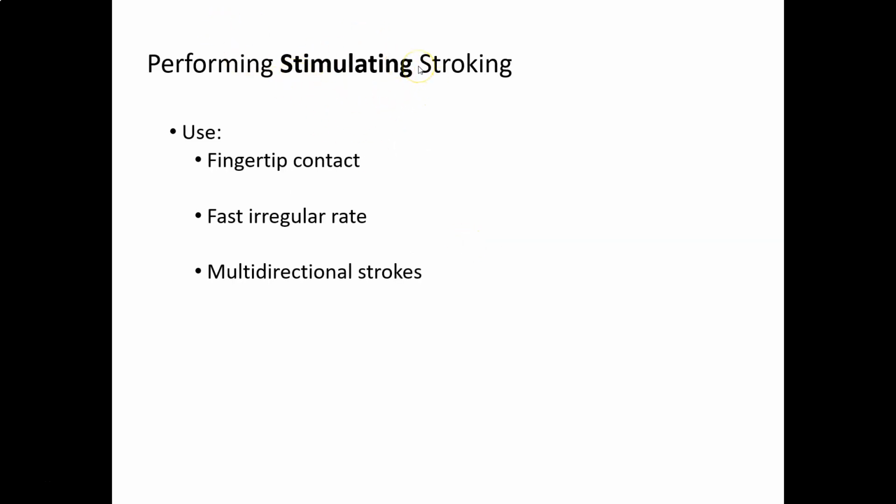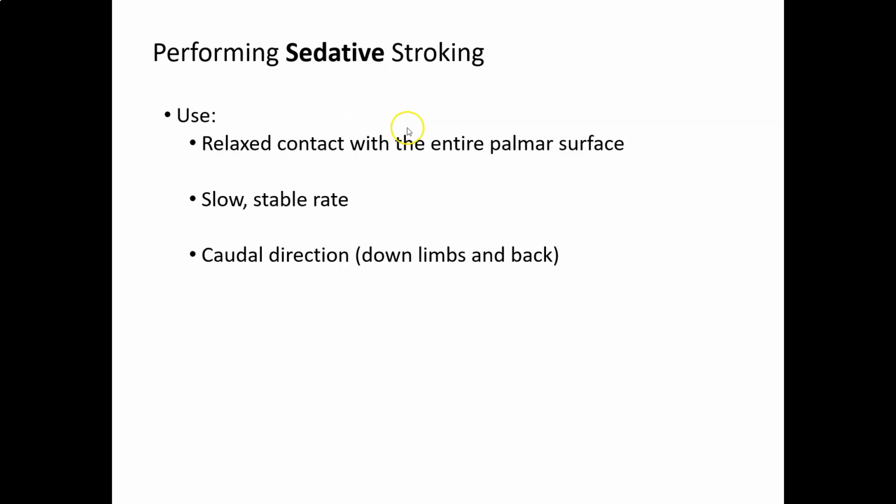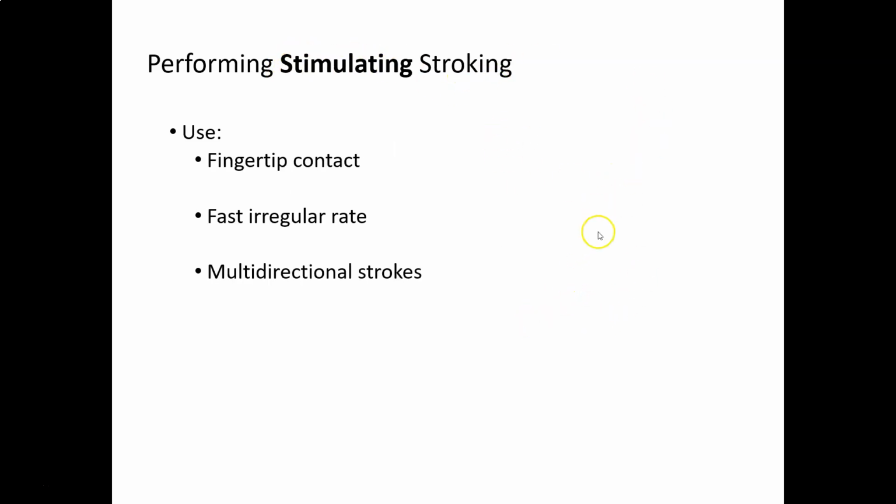Quite often we'll use this in what we call pre-event. So if we're trying to stimulate muscle action prior to a sporting event, we'll use stimulating stroking. When the event's over and they've finished, such as a marathon, then we would use the sedative style to calm the muscles down after having done the sporting event.